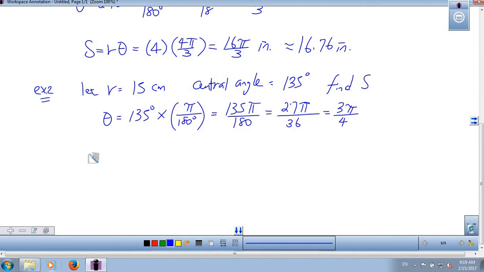Okay, so let's go ahead and find S now, because now we have R and theta in the correct format. So R is 15 centimeters, and substitute 15 for R, and substitute 3 pi divided by 4 for theta. So this will give us 3 times 15. This is 45. 45 pi divided by 4 centimeters, and you can leave the answer just like that.